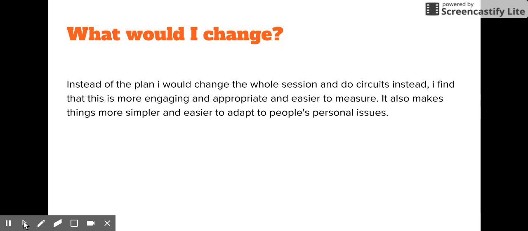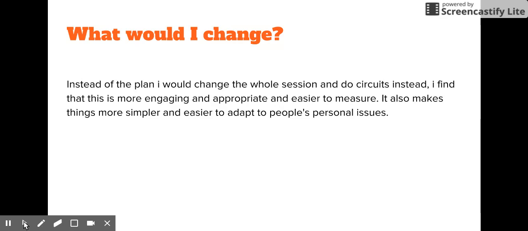If I was to do it again, what would I change? I would change the whole session. I'd do circuits instead. I find that it's more engaging and appropriate and easier to measure. So my session was very hard to measure. It was very one sport orientated, kind of fitness wise.